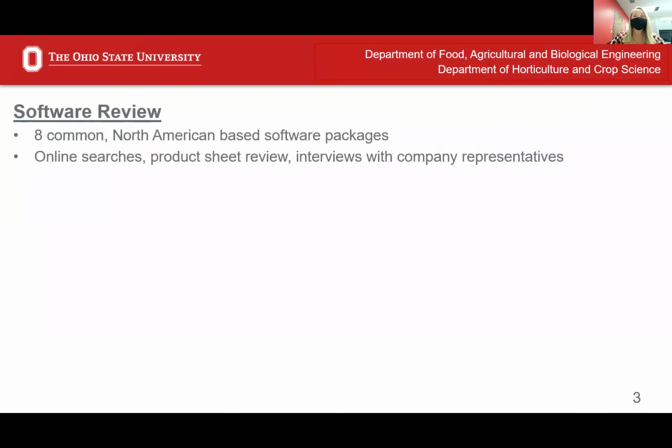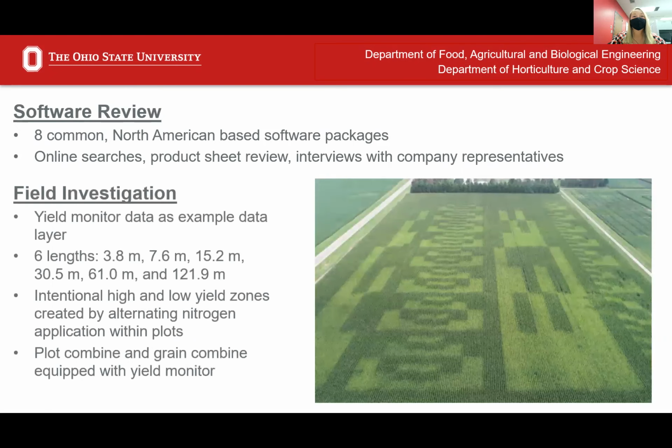To test these objectives, there were two approaches. The first was to review 8 common North American-based software packages. Upon completing the review, it was clear there was a lack of standard design characteristics for on-farm research. Interviews and information highlighted that errors within commonly collected data layers were not considered in the design process. Therefore, a field investigation was conducted to begin evaluating data integrity as it related to designing these studies.